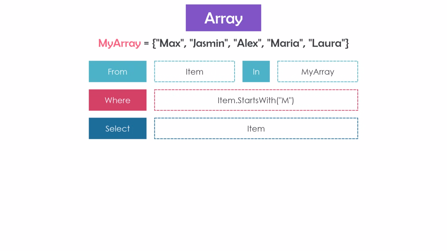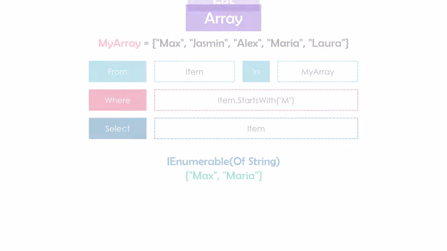The output of this query will be of type IEnumerable of string, which contains the following items. We can write this query either inside assign activity, or inside invoke code activity. This is how to use from clause to write a LINQ query for arrays. Let's do the same for a list.